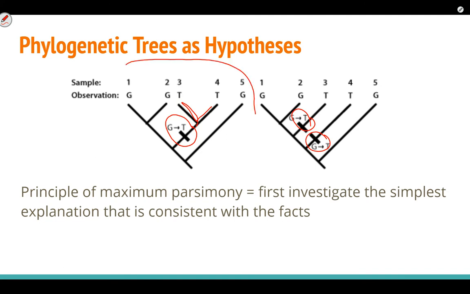This one is a simpler explanation because it says that mutation just happened once, and then it got passed on to both species 3 and 4. So that's the one that we would investigate first. We would try and come up with other sources of data to help back that up. It is possible the one on the right happened, but it's more likely that the simpler explanation is true.